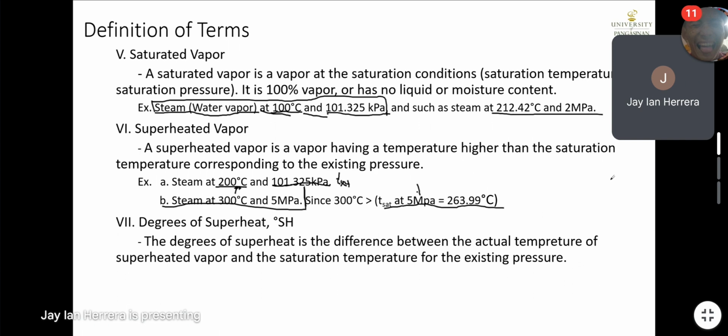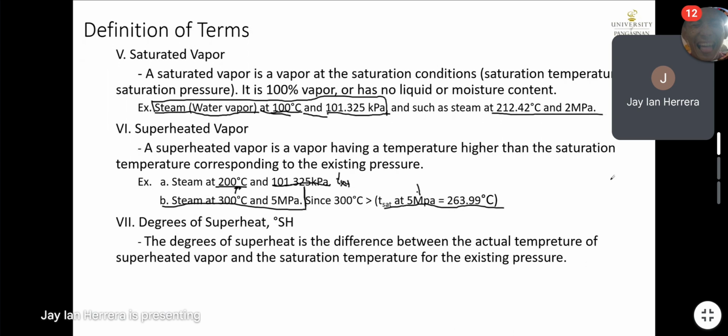And next is degree of superheat. So the degree of superheat is the difference between the actual temperature of the superheated vapor and the saturation temperature. So madami pang kumbaga terms with regards to properties of steam.